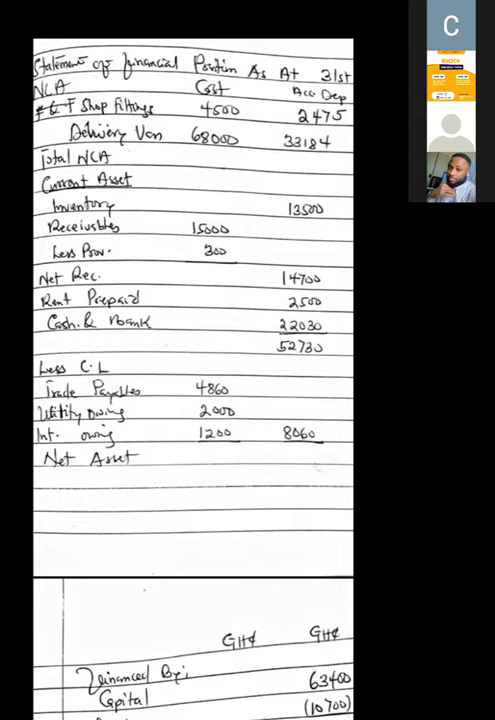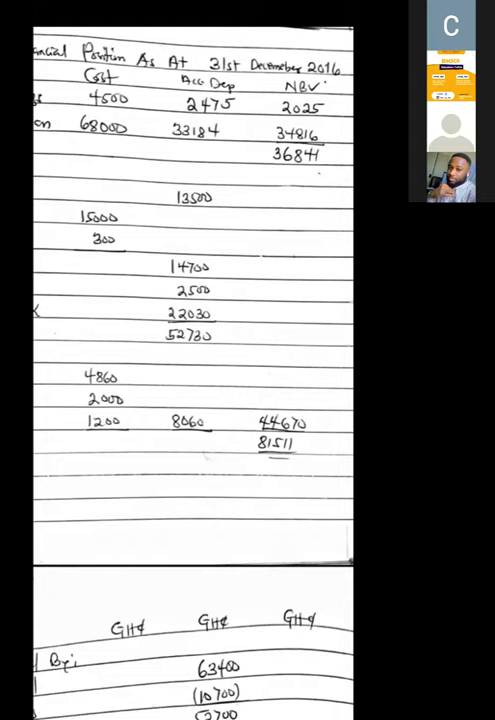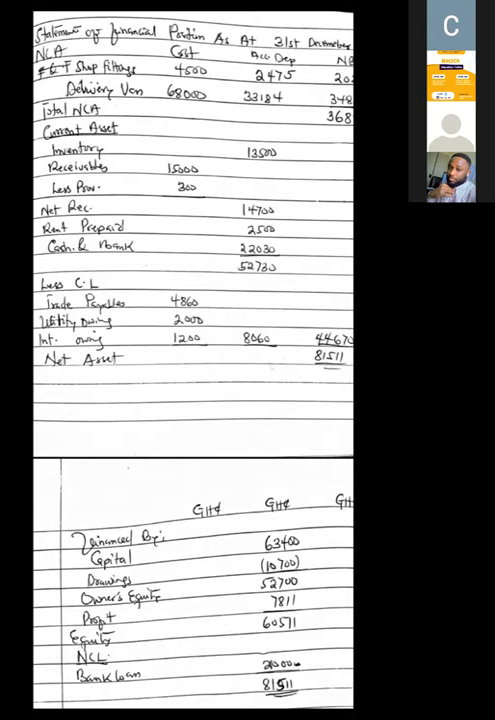And the current liabilities, we have trade payables, utility owing, interest owing. And then you sum up, you get 8,060. Then we less current liabilities from current assets, we get working capital of 44,670. All right. And then we add working capital to my non-current assets to get net assets. We have net assets to be 81,511.